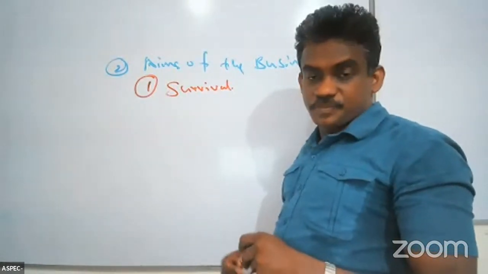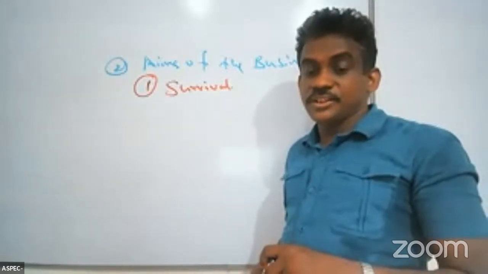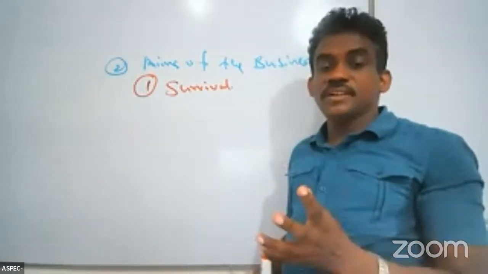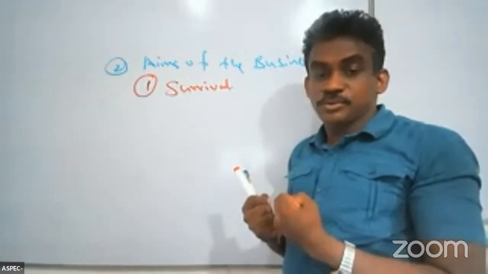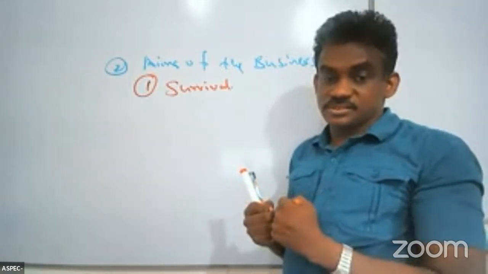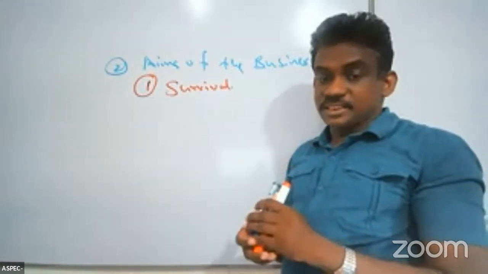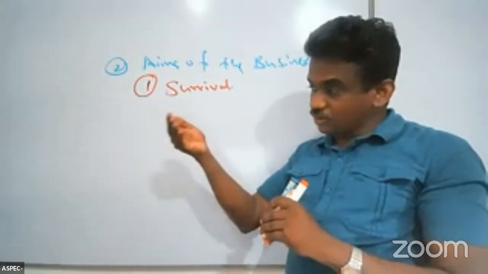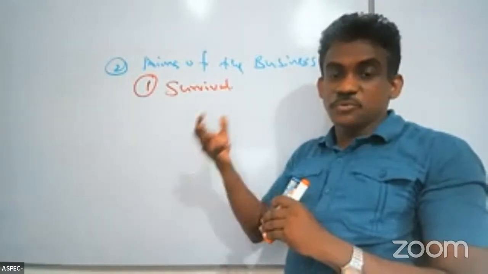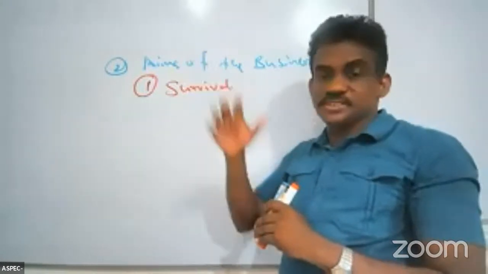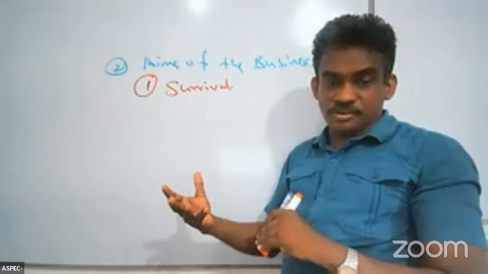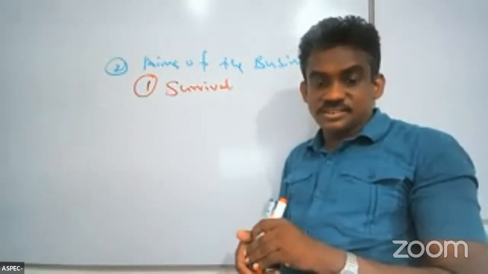For survival, what can we do? This is the prime aim, survival. For survival, we can earn sufficient money to cover the cost. In this aim, we are not thinking about profit, only about covering the cost. At least cover the operational cost. If you can cover the operational cost, you can continue the business. After that, we can think about the other aims. The very first, prime aim is survival.